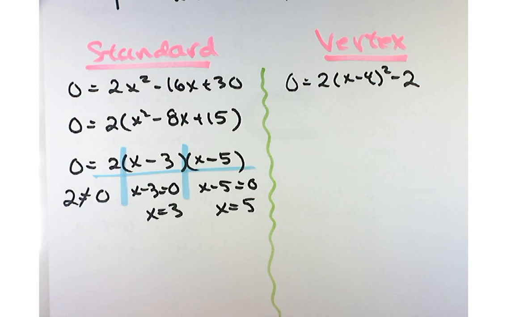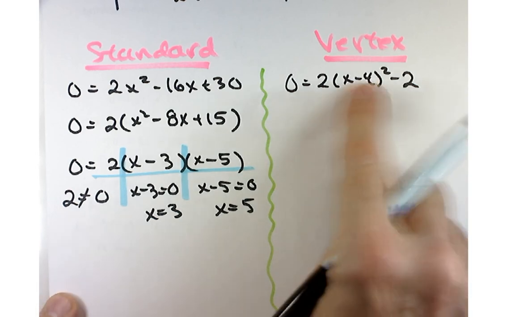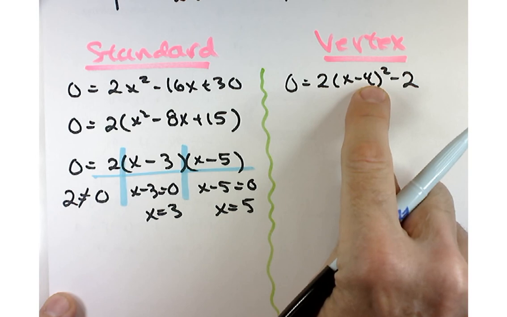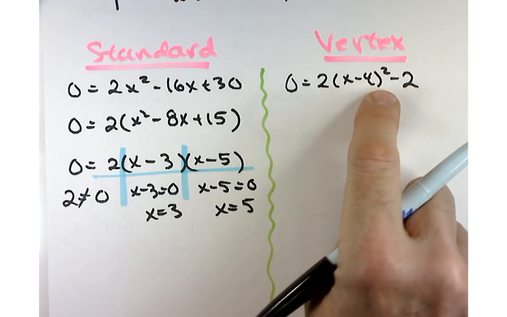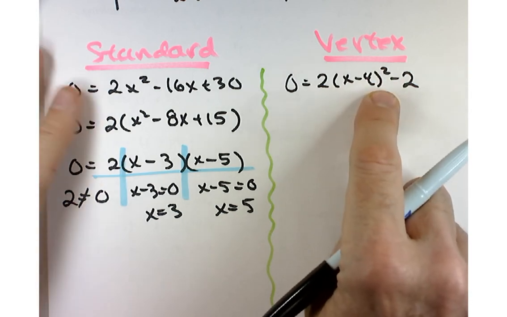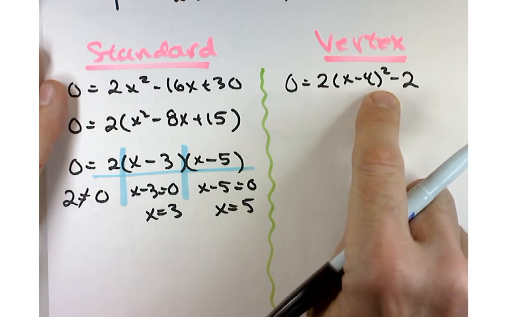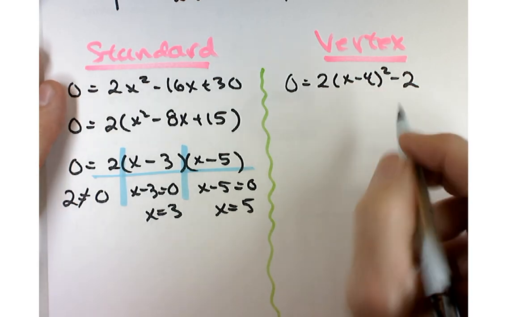Work me through this. I don't want to use the quadratic formula here. I don't want to factor here. I want to take advantage of the fact that I've got a nice squared term here. What could I do? Lauren, how would I get the squared term by itself? That would be a good first step.